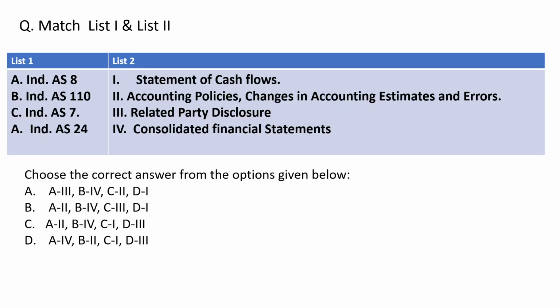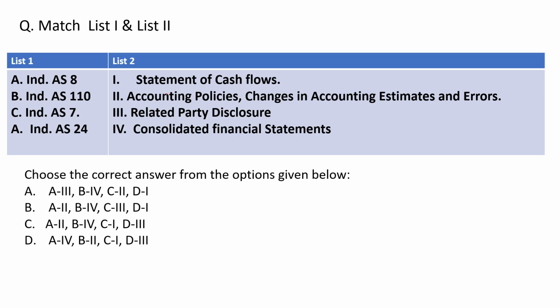Now let's say you are given the accounting standards: Ind AS 8, Ind AS 110, Ind AS 7, Ind AS 24. On the other hand you are given another list: statement of cash flows, accounting policies, changes in accounting estimates and errors, related party disclosure and consolidated financial statements. Now you are given the codes, so you need to memorize the accounting standards, because one question is always asked from the accounting standards, either from Ind AS, IFRS or just AS.